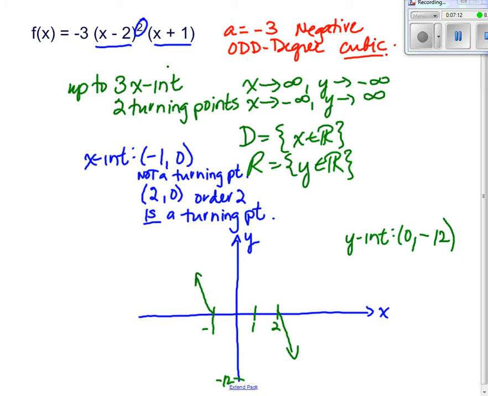I know at 2 I have a turning point, so I should have graphed that turning there, but the -1 is not. So at -1 we're going to come down through the -12 up to the 2 and turn around as an x-intercept and turn back downwards. They're a little ugly, but boy, we can sure graph in a hurry.